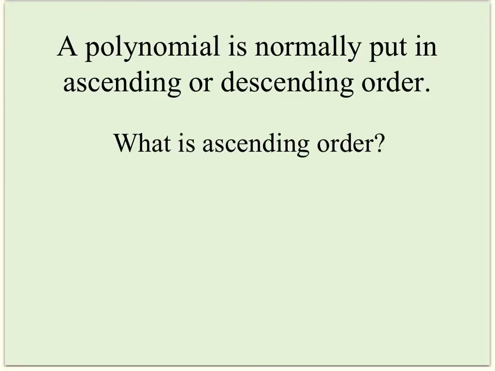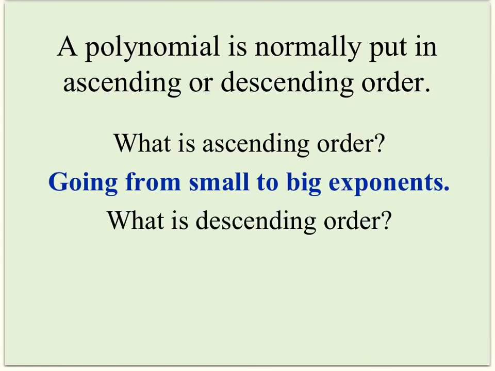As with most things in algebra, there's a specific order in order to keep things neat, tidy, and easily legible. Polynomials are generally written either in ascending or descending order, and that is generally specified. Remember what ascending order is? It's going from small to big.